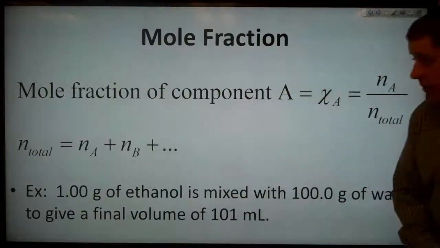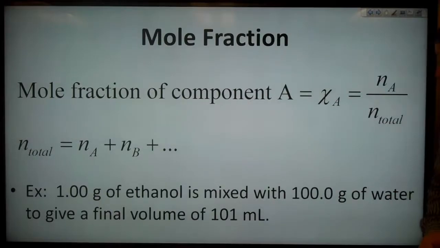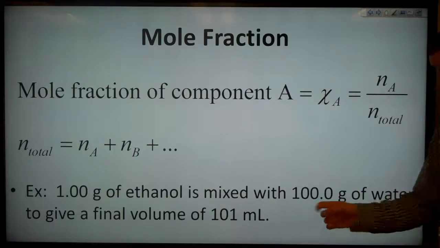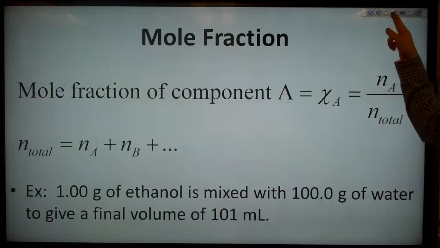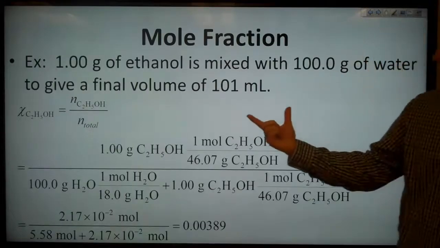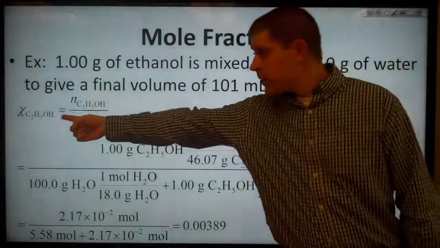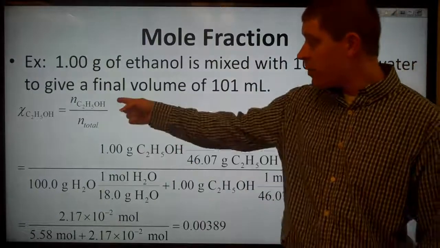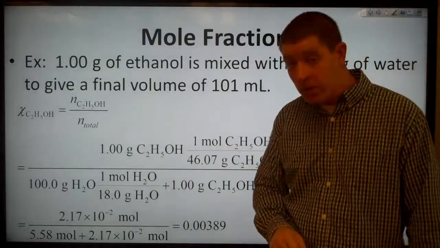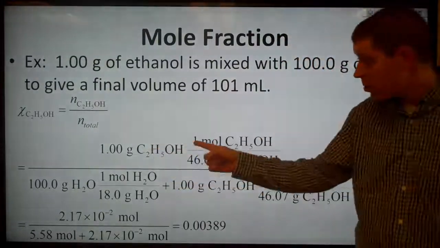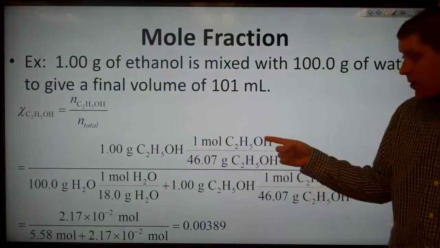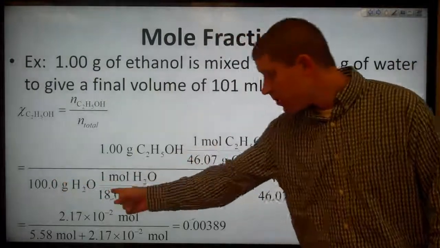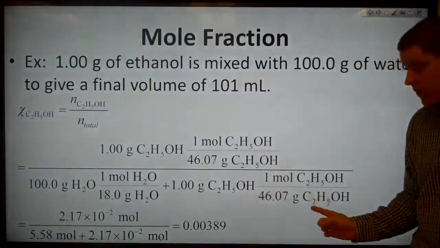So if we have our same example as before, 1.00 grams of ethanol is mixed with 100 grams of water to give us a final volume of 101 milliliters. Well, we know that chi ethanol, our mole fraction of ethanol, is equal to the number of moles of ethanol divided by the total number of moles. So number of moles of ethanol is 1.00 grams of ethanol divided by the molar mass. And the total number of moles is the number of moles of water plus the number of moles of ethanol.